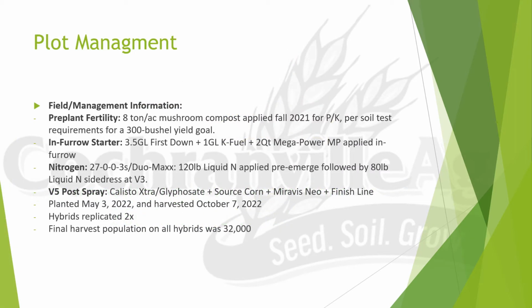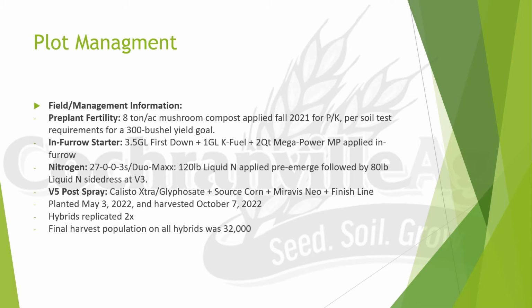So when I look at plots, there's a couple things that I always look at first. It tells me the story about the plot, and the one thing that I always like to know about is what went on behind the scenes, some of the management information. So you can see here on this page, we have listed all the management information, what we did as far as fertility, in-furrow starter, nitrogen rates, and so on and so forth. So a couple of things I want to note on this. We put our fungicide on at V5. That's what we've been doing for quite a few years, and it's been working very well.